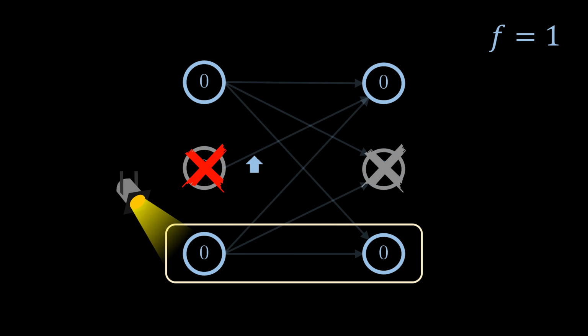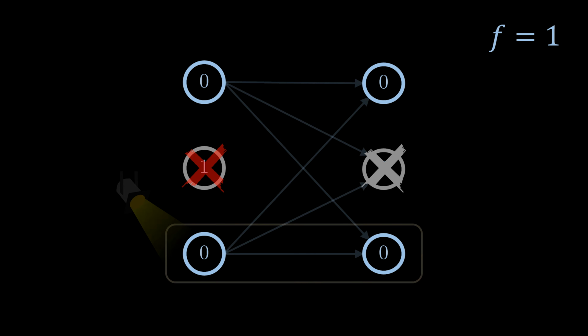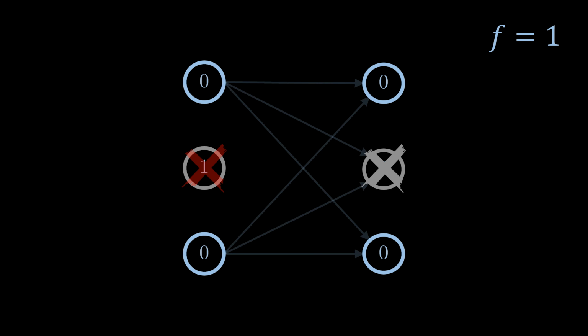Let's now focus on the node at the bottom. This node will not change its output whether or not the message from the node in the middle is sent to the first node. We can conclude that we get an equivalent execution by dropping this message too. Since the node crashes right at the start of the execution, its input value might as well have been 1.